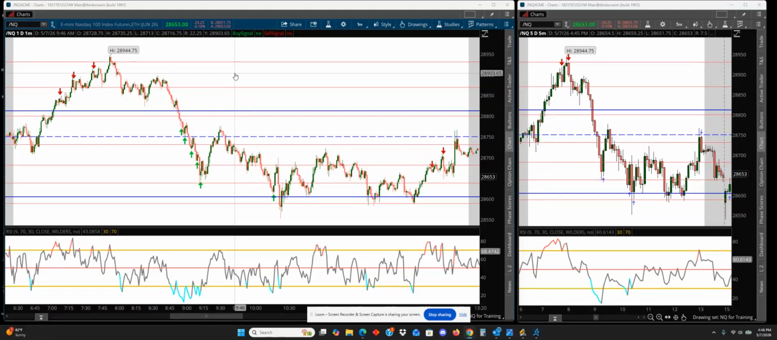On the screen on the left side here, we've got the 1 minute chart of NQ, and on the right side is the 5 minute chart. Now, a couple of things. The red lines here are the TMT levels, Transform My Trading support and resistance levels. This blue dashed line is the day session open. The solid lines are overnight Globex high and Globex low.